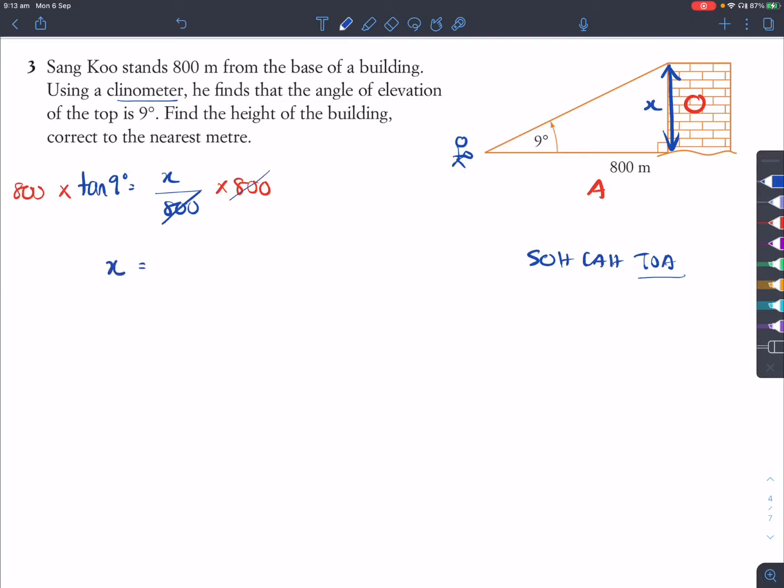Then we have x equals 800 times tan 9 degrees. So let's type that into our calculators. 800 tan 9 degrees is going to give us 126.70 and so forth. So if I round it to the nearest meter, it will be 127 meters. Okay. Let's move on to question 4.